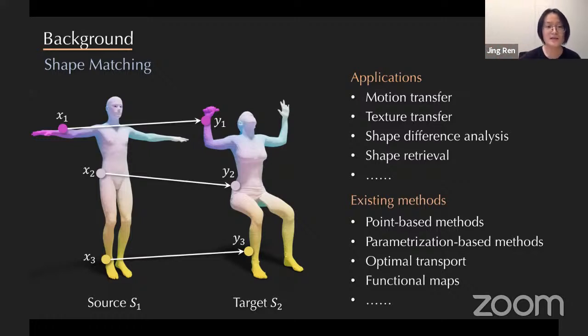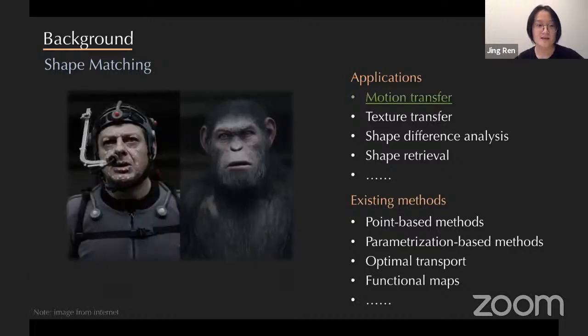And here we use the color transfer to visualize the correspondences we computed. For example, if two vertices correspond to each other, we assign them the same RGB color. That's the way we visualize the correspondences. So shape matching has a lot of applications.